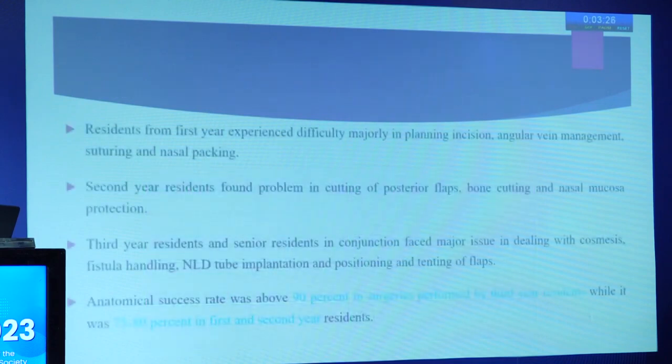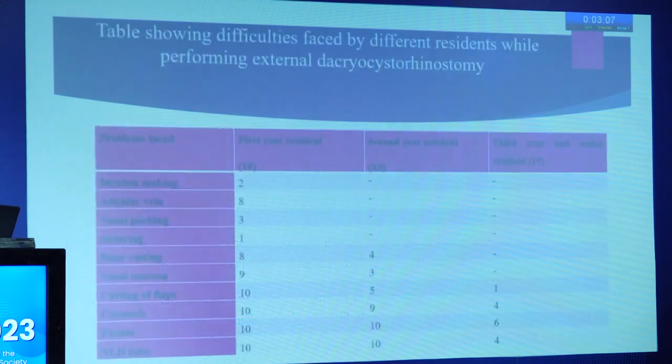When we looked at the anatomical success rate we defined in our objective aims, almost 90% was achieved when the surgery was done by third year residents, and 75 to 80% when done by first and second year residents. And this is the main table which we are going to highlight: these are the problems or the common leading steps in the DCR surgery.